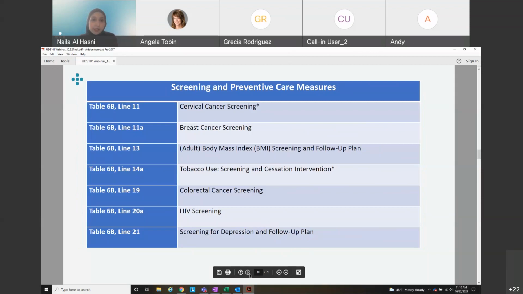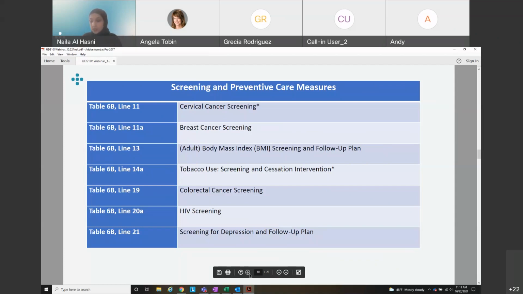So on table 6, we have cervical cancer screening, breast cancer screening, adult body mass index or BMI screening and follow-up plan, tobacco use screening and cessation intervention, colorectal cancer screening, HIV screening, and screening for depression and follow-up. We have marked here cervical cancer screening and the tobacco use screening and cessation intervention, as those are the 2 with major changes in the 2021 year, and I'll be going into more detail on those 2 in the upcoming slides.